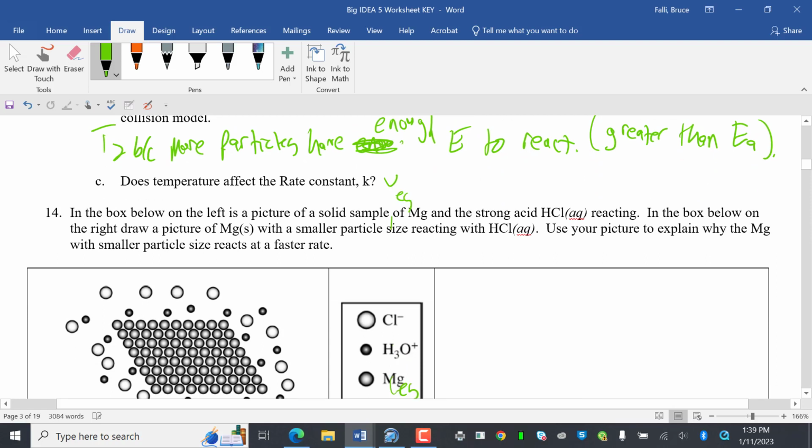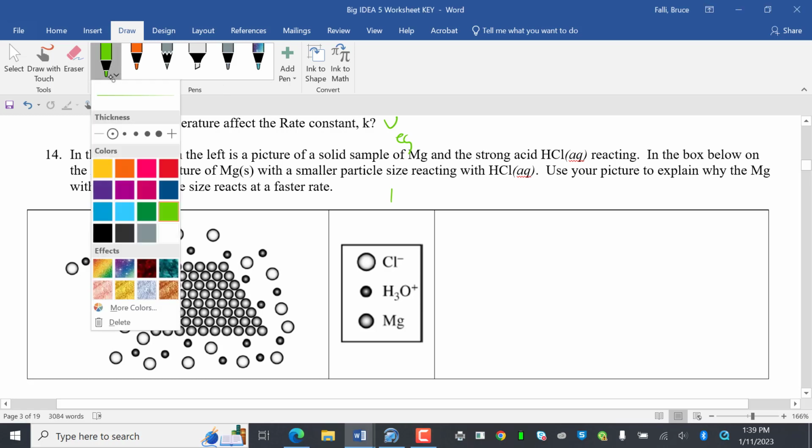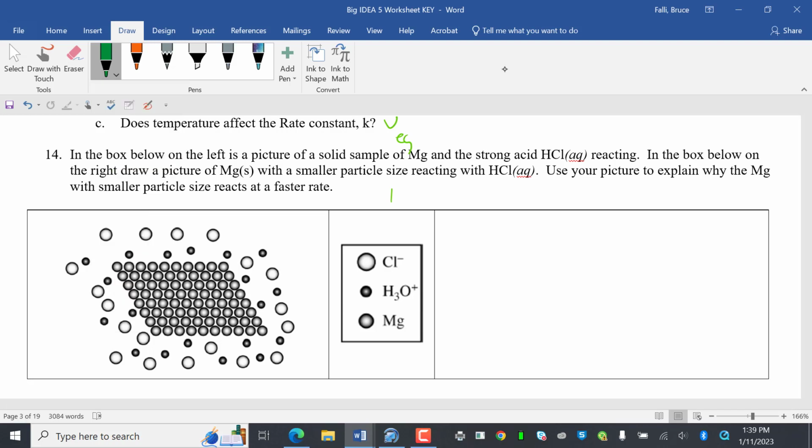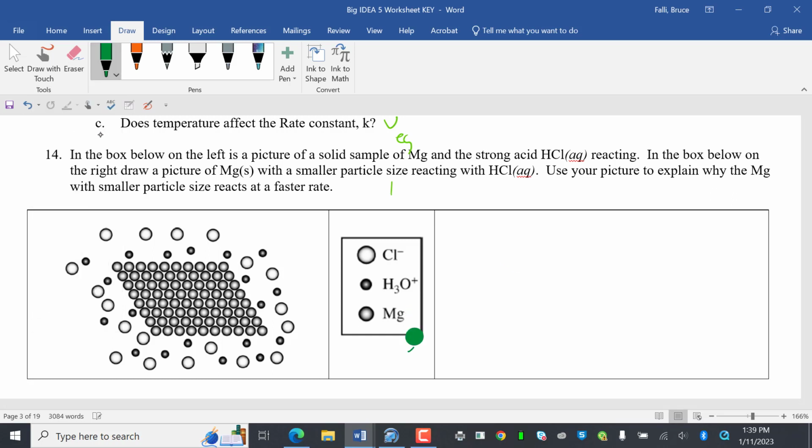And here we go. In the box on the left is a picture of a solid sample of Mg and the strong acid HCl reacting. In the box below on the right, draw a picture of Mg with a smaller particle size reacting with HCl. Use your picture to explain why magnesium with smaller particles will do that. So I'm going to call this Mg. Oh man, where's my giant dot? This is Mg. So now I'm going to spread out my Mgs. Oh, look at how they're dancing all over.